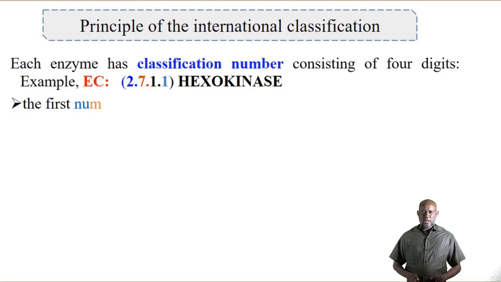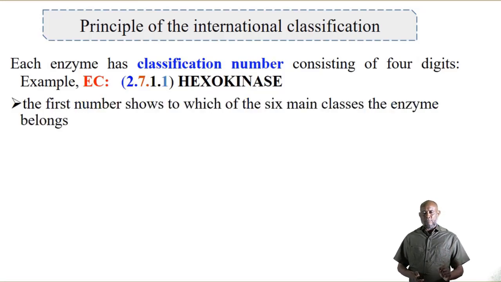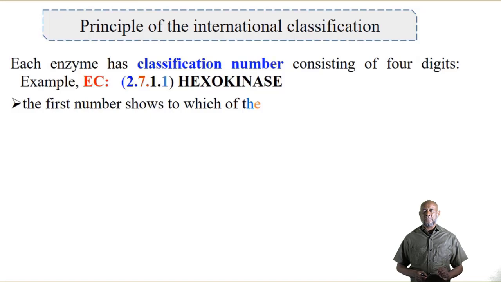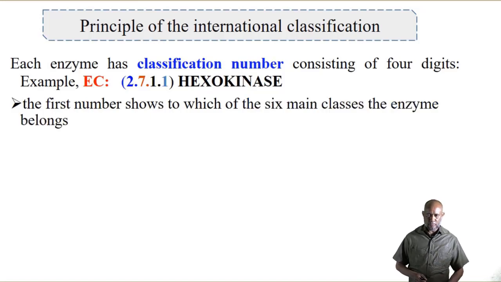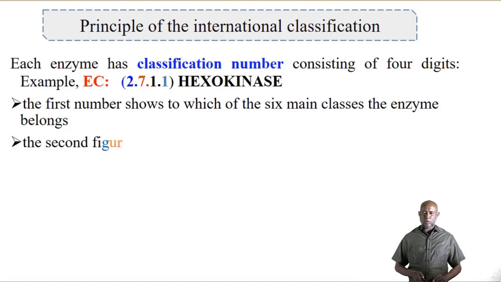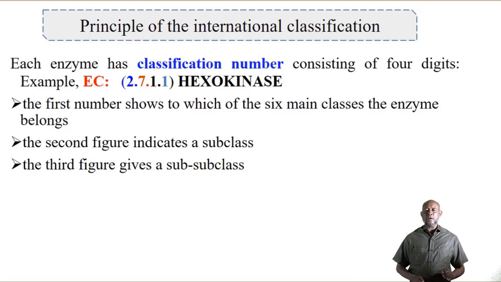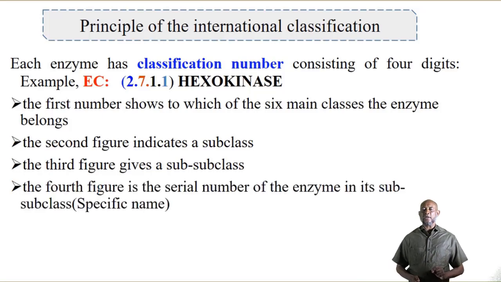Now, let's look at what these four-digit numbers each represent. The first number shows to which of the six main classes the enzyme belongs. Have you seen? The first number, that is 2, represents the class this enzyme belongs to. The second digit indicates the subclass of that enzyme. The third figure gives the sub-subclass. And the fourth figure is the serial number of the enzyme in this subclass, that is, its specific name.